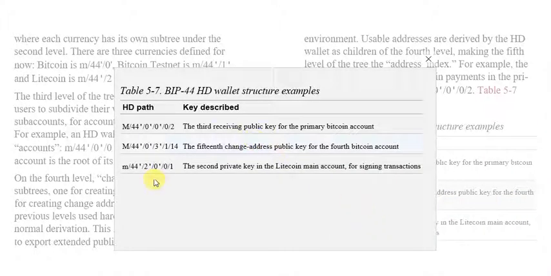Table 5-7. BIP 44 HD wallet structure examples. HD path, key described. M/44'/0'/0'/0/2: the third receiving public key for the primary Bitcoin account. M/44'/0'/3'/1/14: the 15th change address public key for the fourth Bitcoin account. m/44'/2'/0'/0/1: the second private key in the Litecoin main account, for signing transactions.